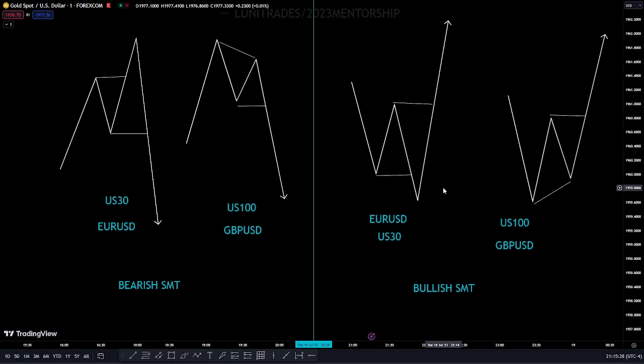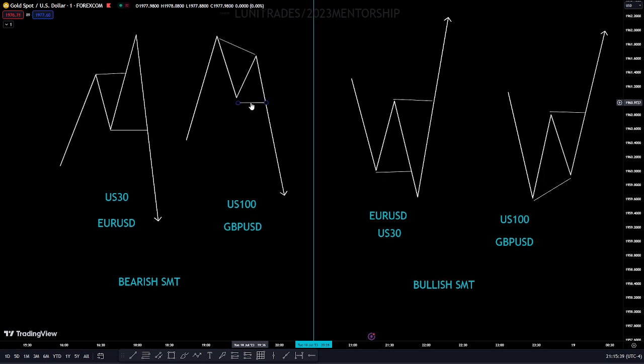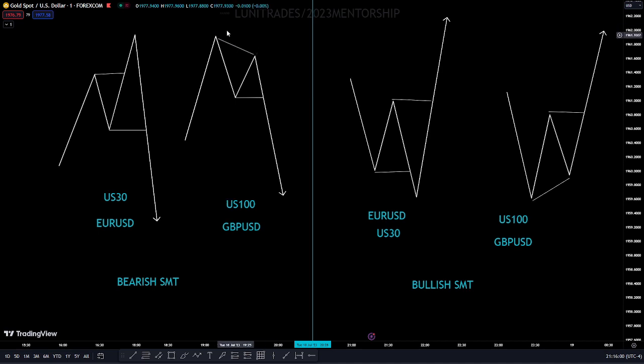Okay, welcome back. Now for this slide, we'll be talking on the bullish and bearish S.M.T divergence. If you look at my left hand side, we have the bearish S.M.T divergence. It's just if price is going down. This is the positively correlating market I'm using here. So when price took this high, price didn't take this high.